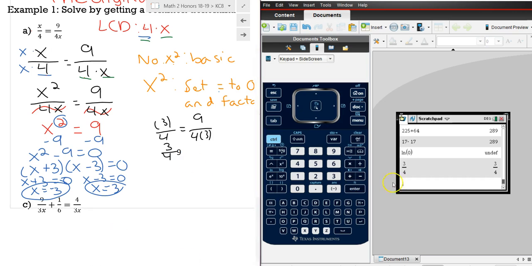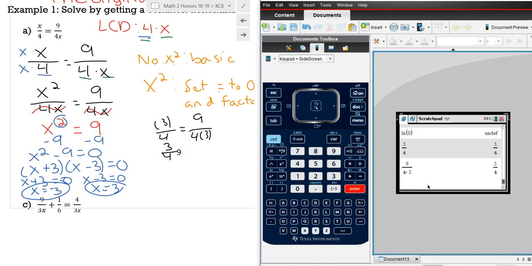Nine divided by, and be careful with this, anything you're multiplying in a denominator should be in parentheses, 4 times 3 equals 3/4.